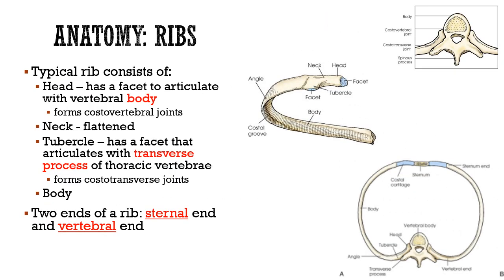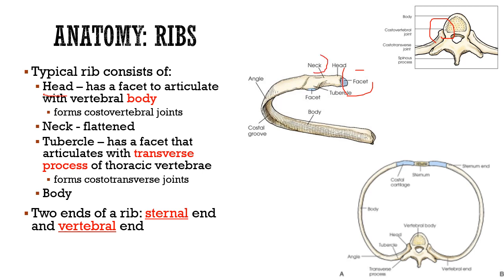A typical rib has a head. The head is going to articulate with the vertebral body. That's its job. So we can see it articulates with the body over here. It forms the costovertebral joint, which is a gliding joint.